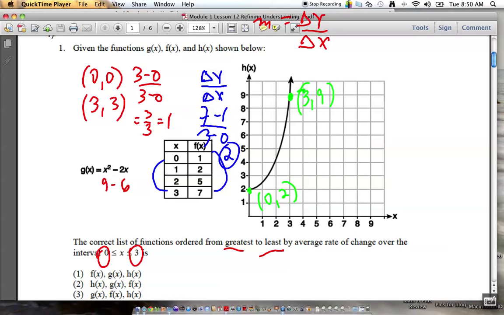We will have an upcoming quiz, which half of the quiz is a question just like this. So this is a very important question. Now let's do change in y over change in x. 9 minus 2 is 7. 3 minus 0 is 3. I don't really care exactly what it comes out to. What I care is that it's bigger than 2. It's technically 2 1/3. But because it's bigger than 2, what's the biggest one? Red, blue, or green? Green. So the greatest one is h of x.